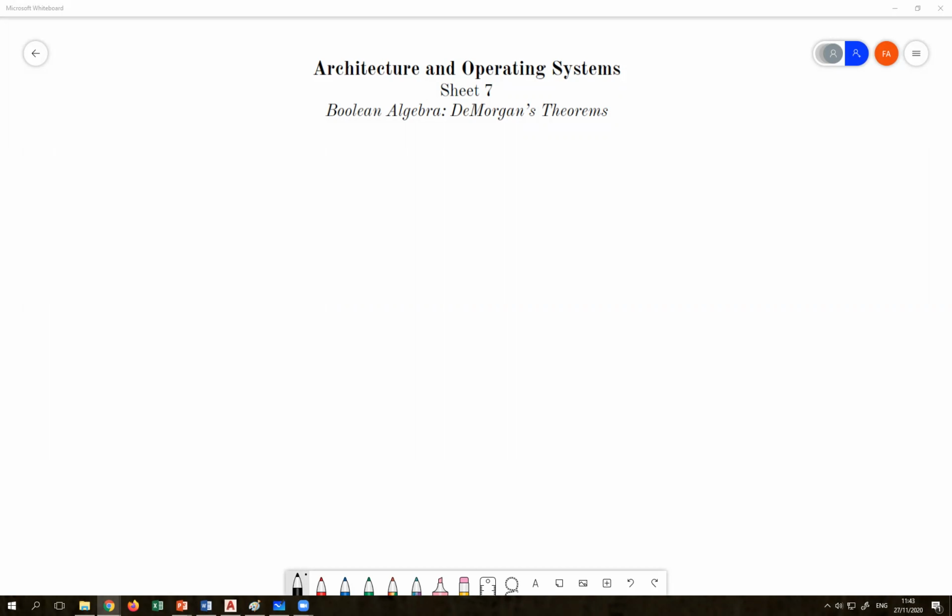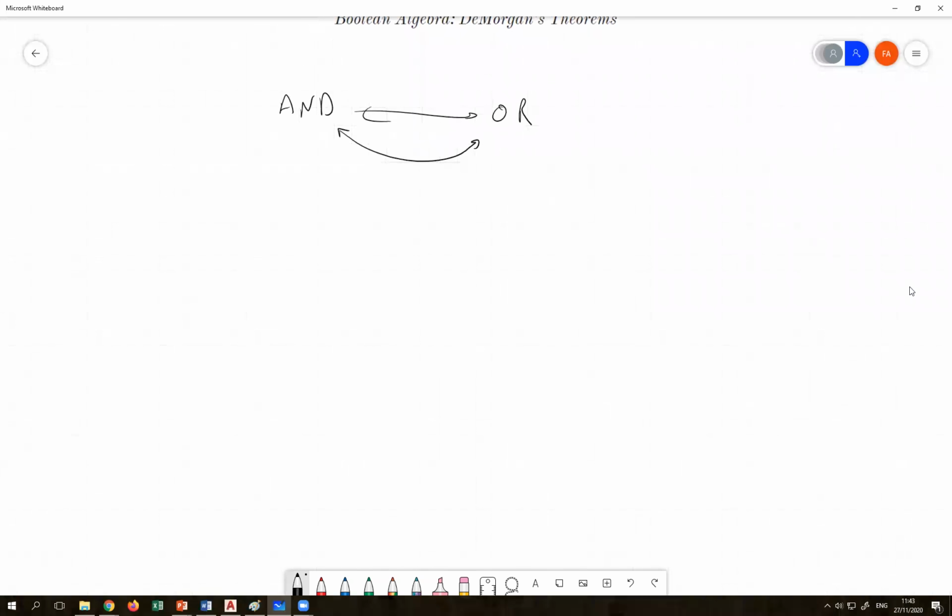DeMorgan's theorems are one of the most important rules that we have in Boolean algebra. It's important because it can convert an AND gate to an OR gate, and an OR gate in the opposite way to the AND gate. So we can actually use AND and OR gates interchangeably, but under a condition. What are the conditions? The first theorem of DeMorgan is A naught or B naught is equal to A and B naught when we invert them.